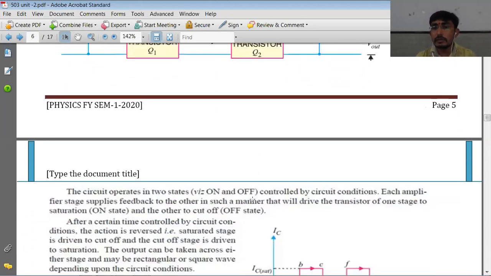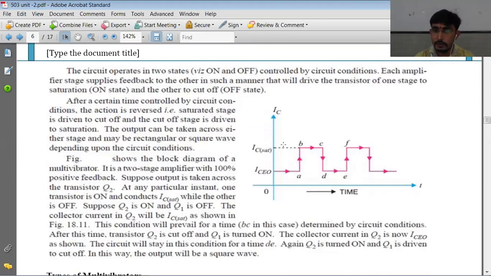Generally, this circuit operates in two stable states of the transistor. The two stable states are the on state and the off state. And each amplifier stage has a feedback, and that feedback is responsible to drive the transistor of one stage into saturation and the other into cutoff. So the positive feedback is responsible to drive the transistors into cutoff and saturation.